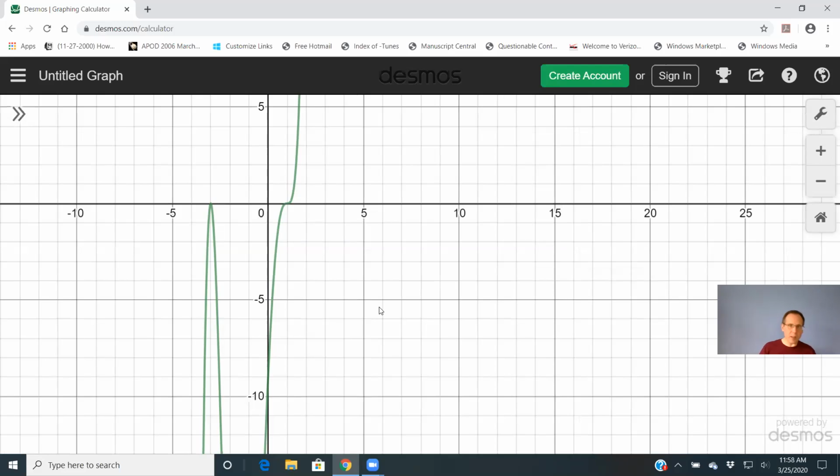Okay, next what I want to talk about is solving polynomial inequalities. So now, instead of an equals, what if you have greater than or less than? How do we handle polynomial inequalities? Okay, so again, for this part, I want to talk about solving polynomial inequalities.